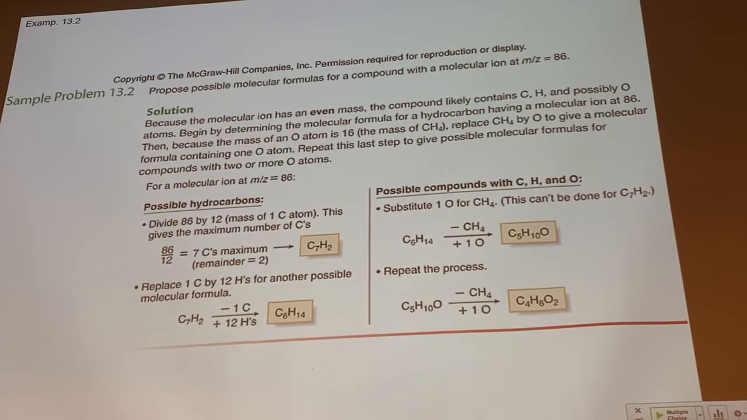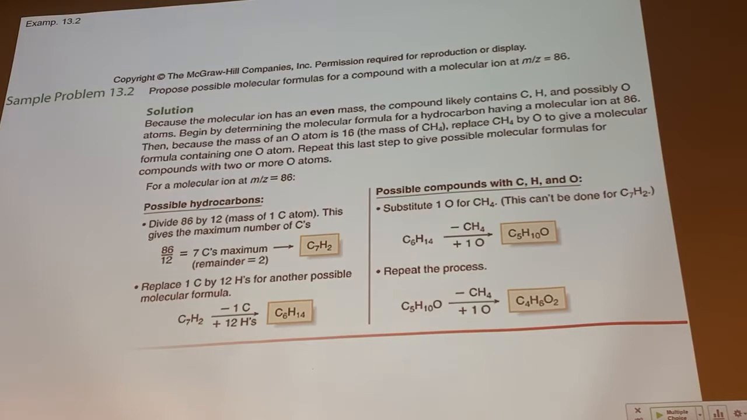But if we didn't know it was hexane and we were looking at other possibilities, then we could start to add oxygens in. Oxygen has an atomic mass of 16, and so we would need to take out a CH4 in order to put in oxygen. We take out CH4 from this, we get C5H10O. How many degrees of unsaturation? So 5 carbons, what would be the maximum number of hydrogens? 12. So 1 degree of unsaturation. Is that a reasonable formula? Absolutely. We could have 1 double bond or we could have 1 ring.